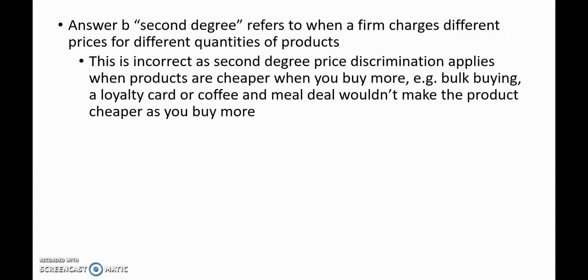Answer B, second degree, refers to when a firm charges different prices for different quantities of product. This is incorrect as second degree price discrimination applies when products are cheaper when you buy more, for example, bulk buying. A loyalty card or coffee and meal deal wouldn't make the product cheaper as you buy more.